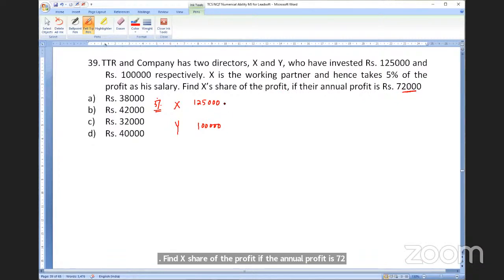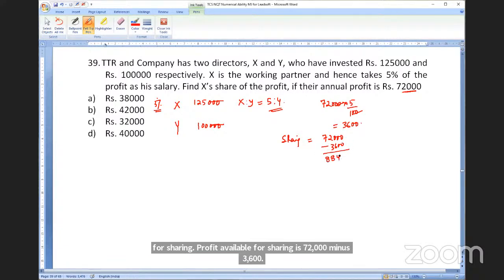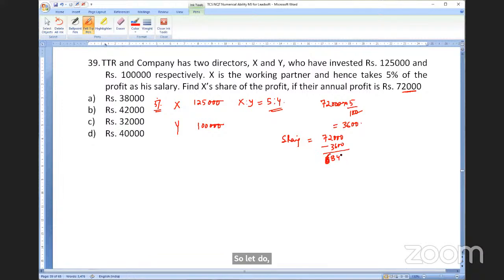First of all, nothing is given about how long they have invested. So PSR is simply X is to Y's investment, 125 to 100, which is 5 is to 4. But first of all, X will take away 5% of 72,000. 5% of 72,000 is 3,600. That means the profit available for sharing is 72,000 minus 3,600, so let's do it. 68,400.